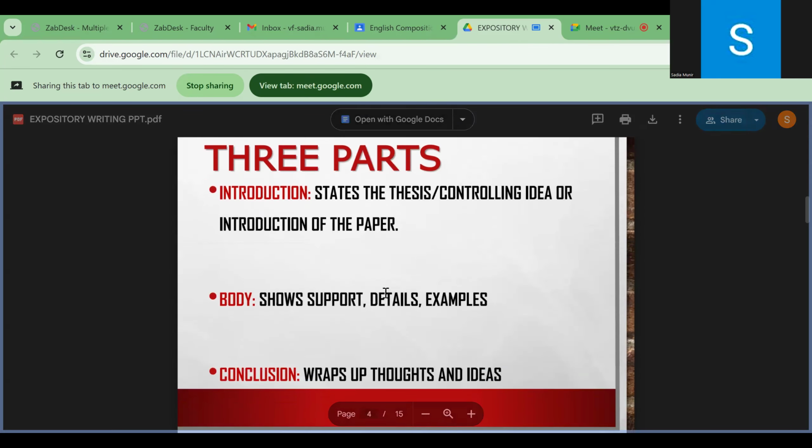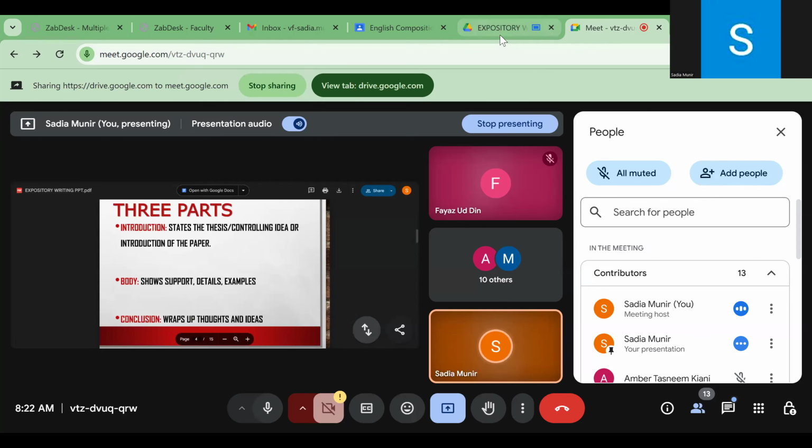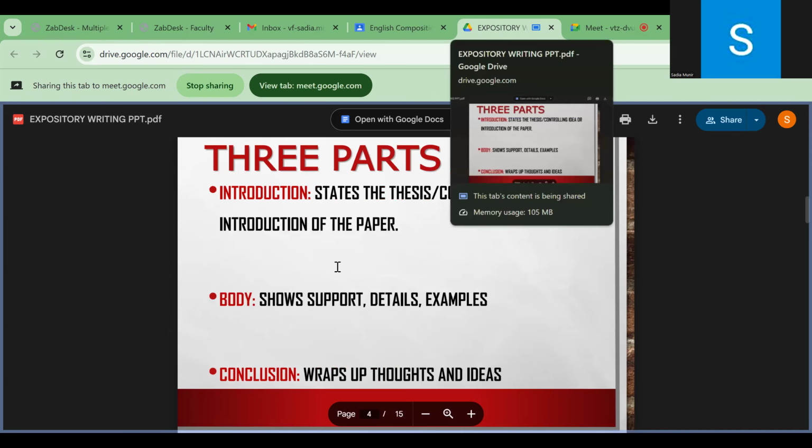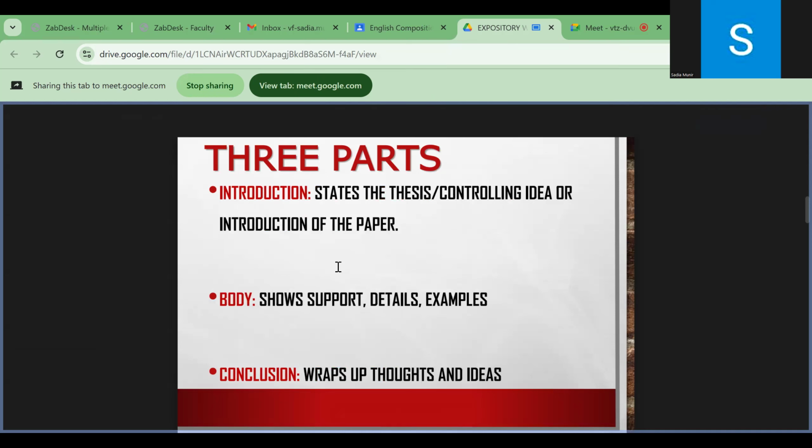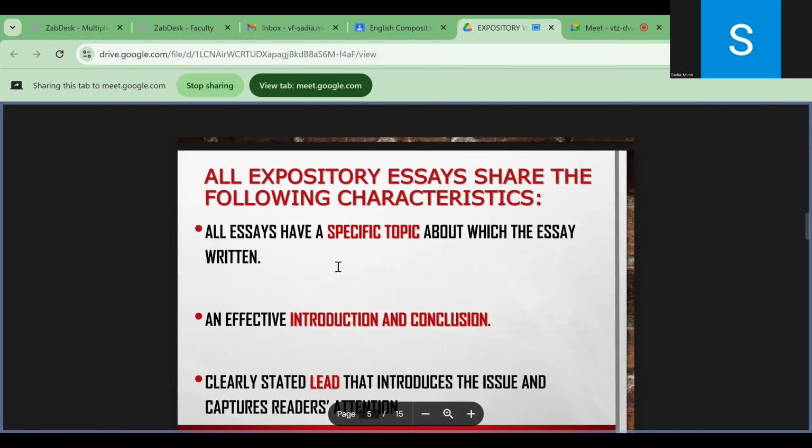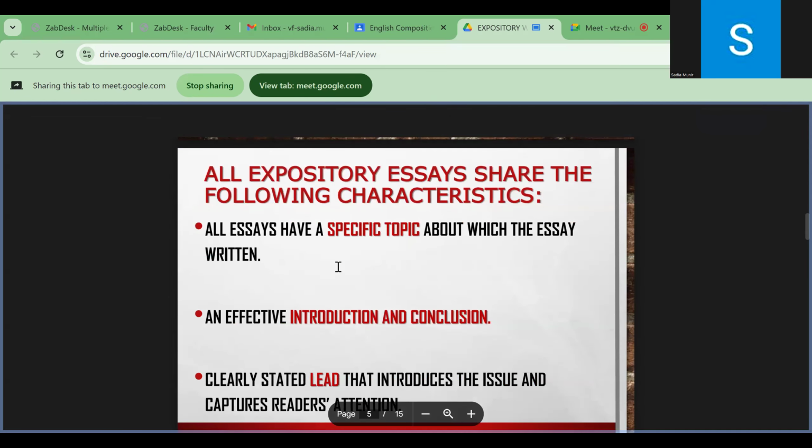expository essay. As far as the structure of an expository essay is concerned, it's the same as the other structures that we have talked about: we have introduction, body, and conclusion. And I would like to repeat, no matter what the prompt is, you're going to write a 5-paragraph essay in your examination. Now, all expository essays have certain characteristics.